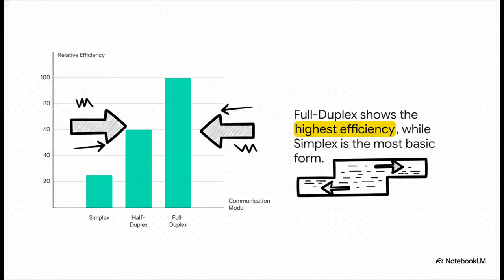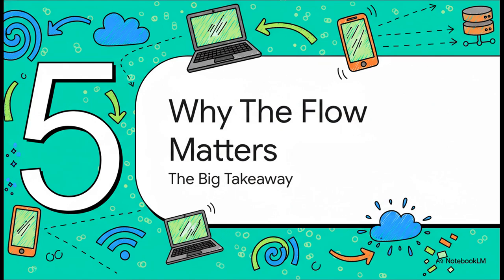And when you look at it in terms of just pure efficiency, the jump is pretty dramatic. Simplex is way down there at the bottom. Half duplex is a solid step up, right in the middle. But full duplex is where you get the highest possible efficiency, and that is why it drives so much of our modern world.